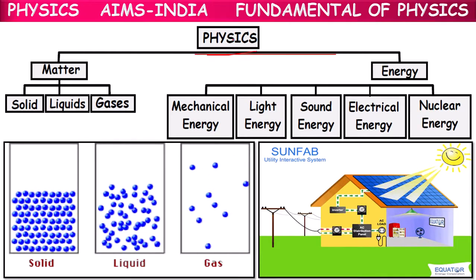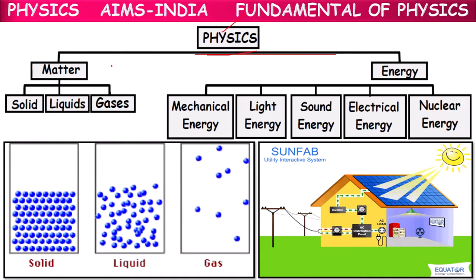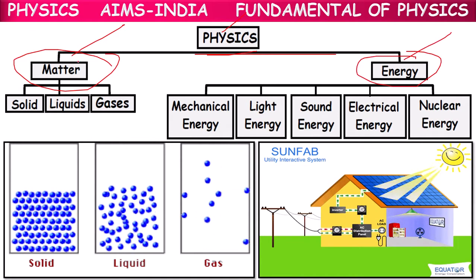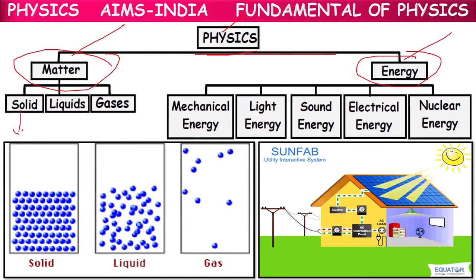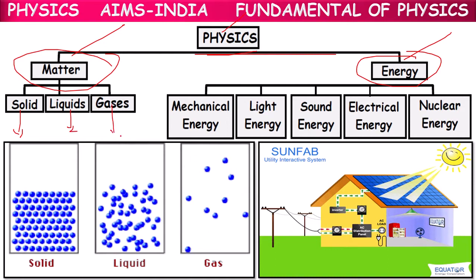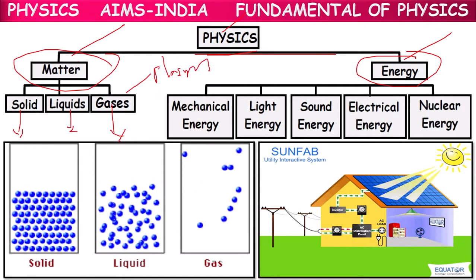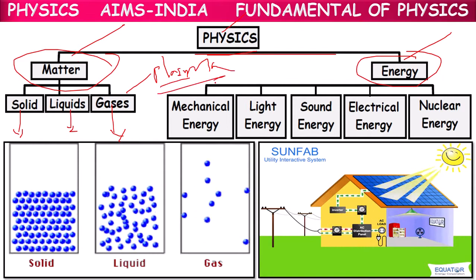So next, physics is mainly classified into two types. One is matter, another one is energy. In matter, again we have mainly three forms: solids, liquids, gases, and one more state, the plasma state also is there, which you can learn in your higher classes.